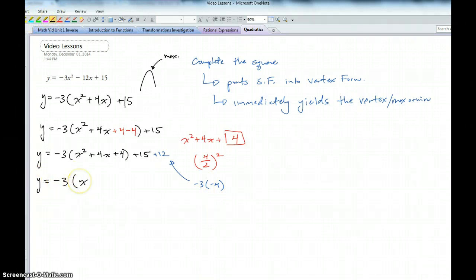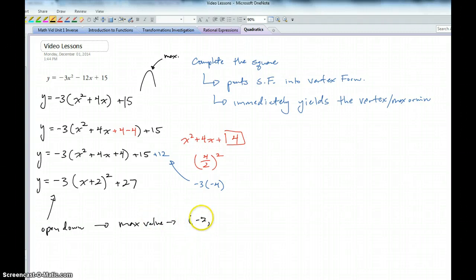Y equals negative 3. This is a perfect square trinomial. It's x plus 2, quantity squared, and 15 and 12 is equal to 27. From this, I know it opens down, thus I have a max value, and the vertex is located at negative 2, positive 27. That's our coordinate. Thank you very much. This graph will be like this, and I know that this value here, like I said, is negative 2, positive 27.